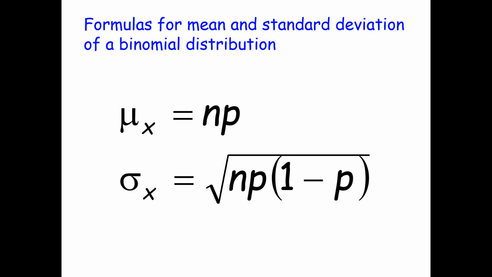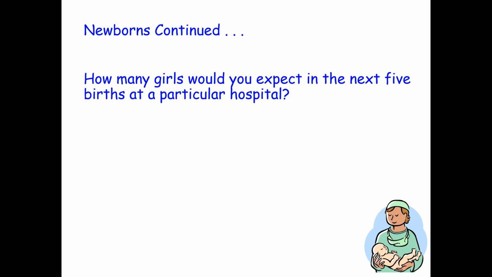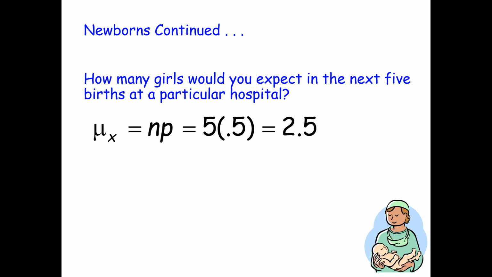The formulas for mean and standard deviation of a binomial distribution are mu sub x equals n times p, and the standard deviation, or sigma sub x, equals the square root of n times p times the quantity 1 minus p. Let's go back to our newborns example. So how many girls would you expect in the next 5 births at a particular hospital? So our mu sub x is going to equal n times p, or 5 times 0.5, which equals 2.5.